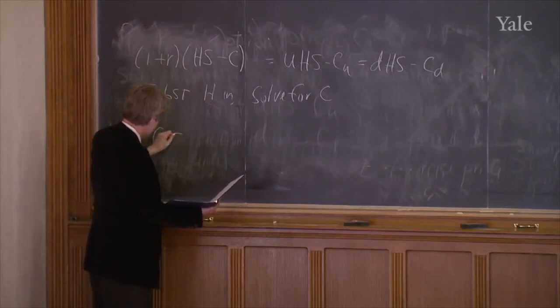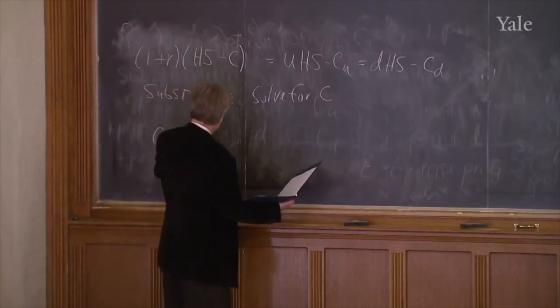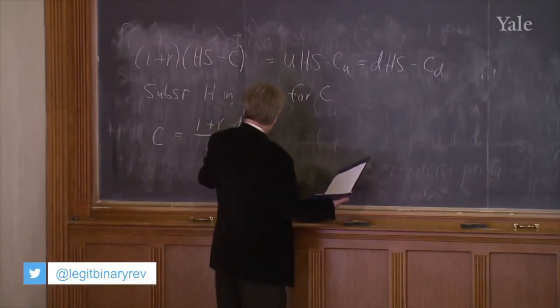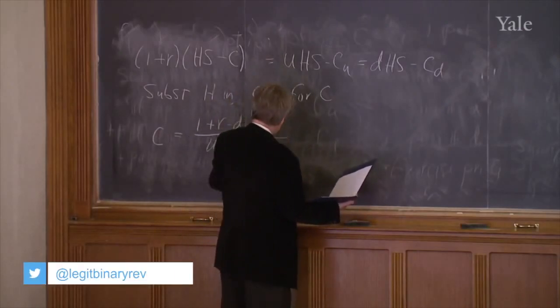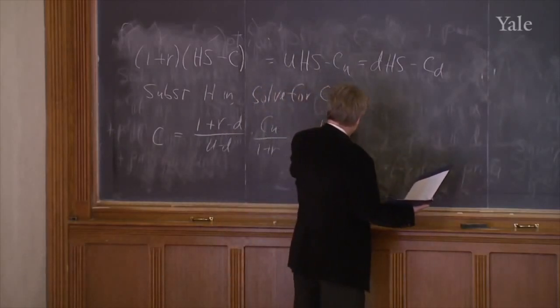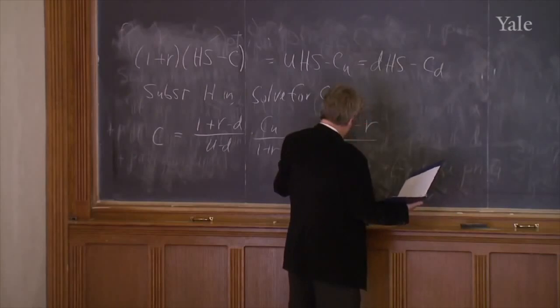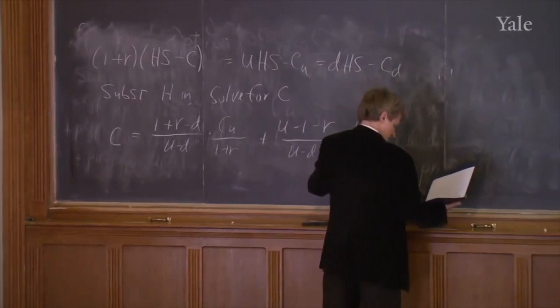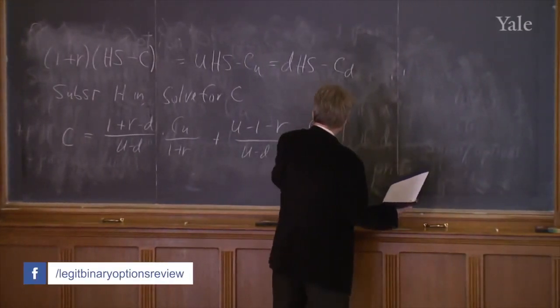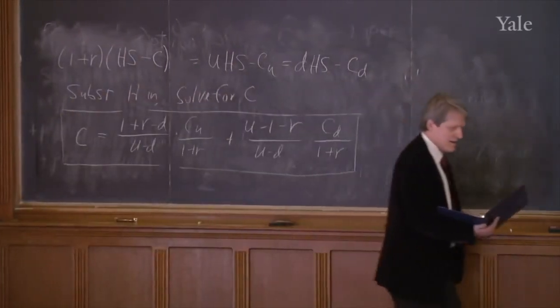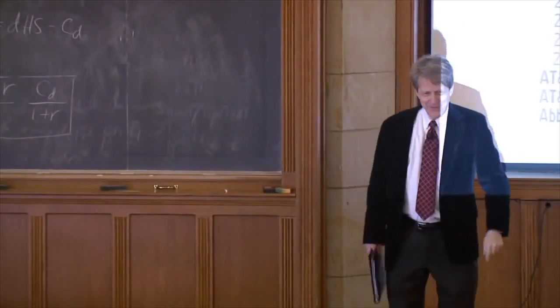The call option price has to equal (1 plus r minus d) all over (u minus d) times c sub u over 1 plus r, plus (u minus 1 minus r) all over (u minus d) times c sub d all over 1 plus r. And I'll put a box around that because that's our option price formula. Okay? Did you follow all that?